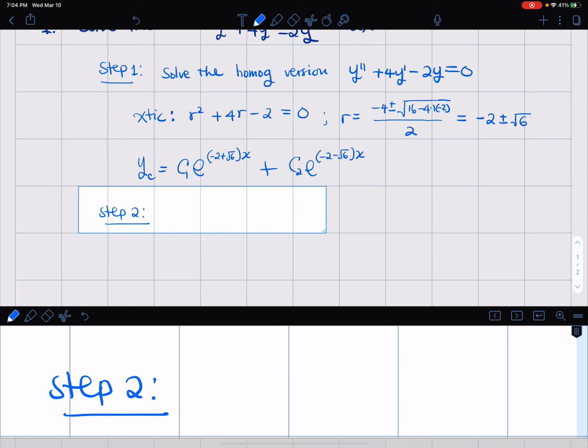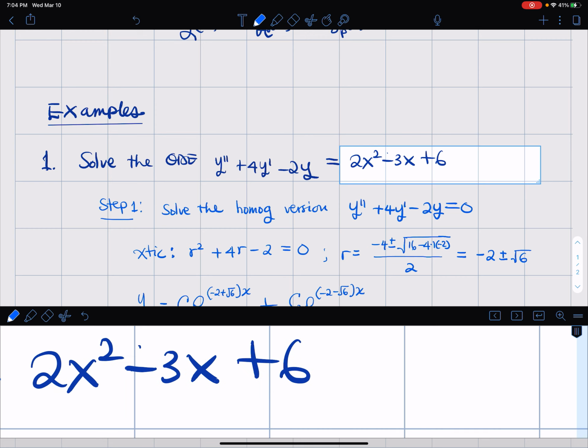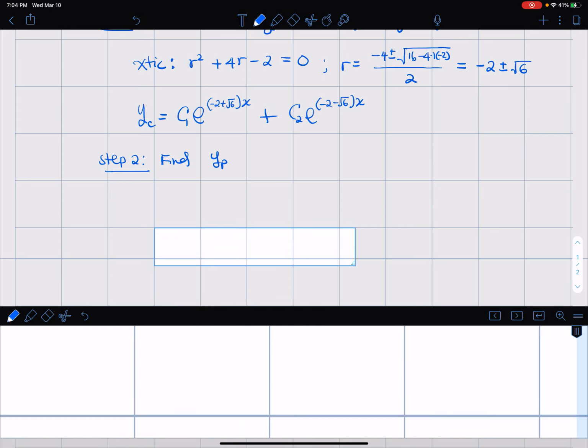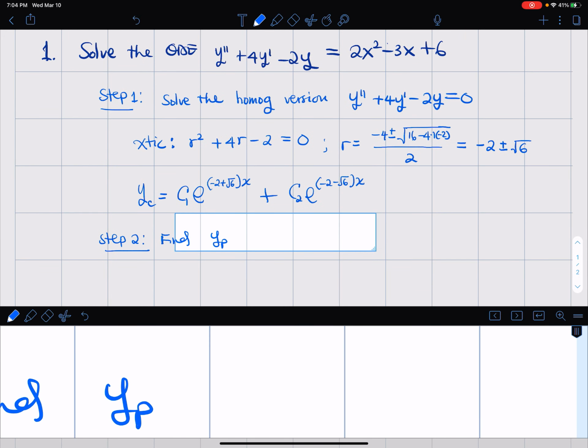The second step now is we're going to look for yp. We don't know what yp is, but we have the right-hand side of the equation, which is 2x squared minus 3x plus 6. So this is a second-order polynomial, so we can just assume that our yp has that form, right?